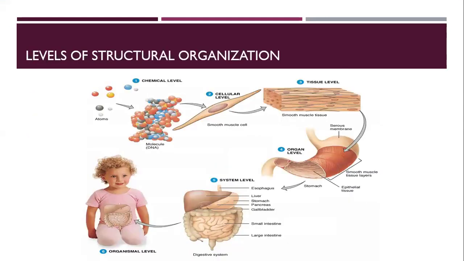As I already mentioned in the first lecture, the levels of structural organization start from atoms. It means the chemical level, atoms to elements, molecules, and then the cellular level in the second stage. As the first level, there is the chemical level, then the cellular level, then the tissue level, organ level, system level, and finally the organism level.